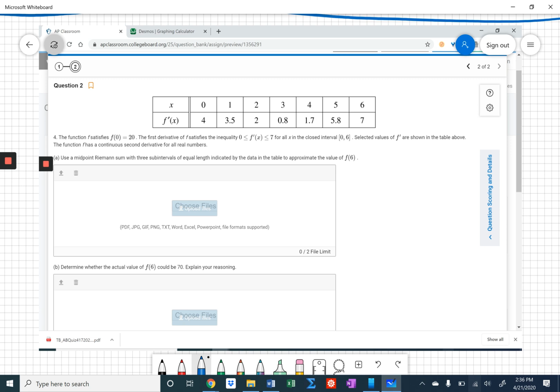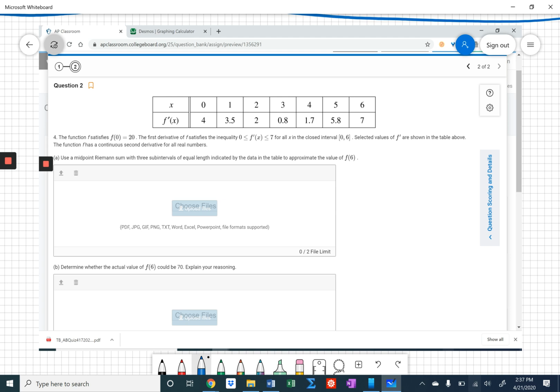All right, let's take a look at the second question. So they give us a table of data, which is common. They want to see that you understand how to work with tables. The function f satisfies f of 0 is equal to 20. The first derivative of f satisfies the inequality. In other words, f prime is bounded between 0 and 7, inclusive. F prime could be 0, it could be 7, or any value in between. For all x in the interval from 0 to 6, selected values of f prime are shown in the table above. The function f has a continuous second derivative for all real numbers.